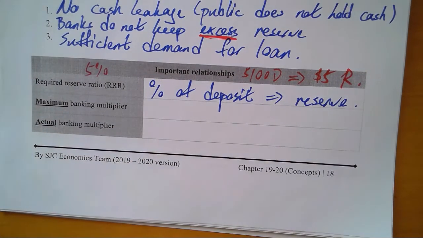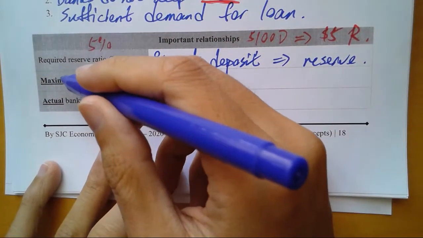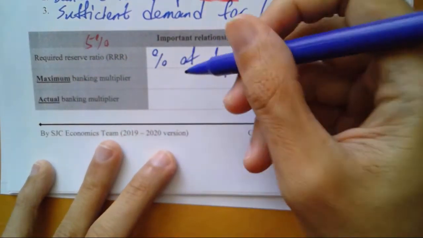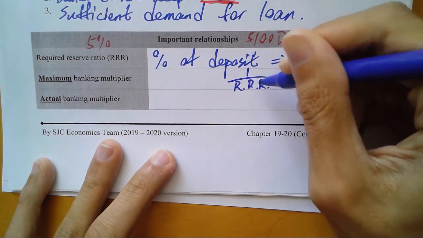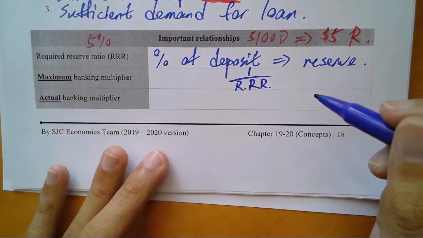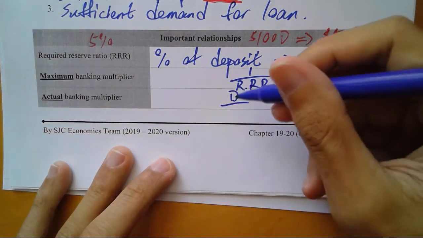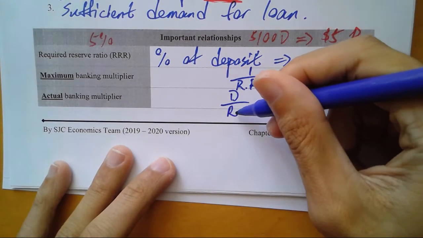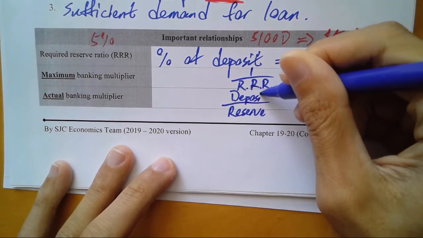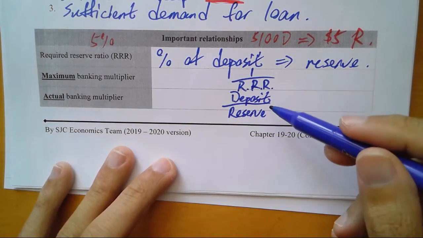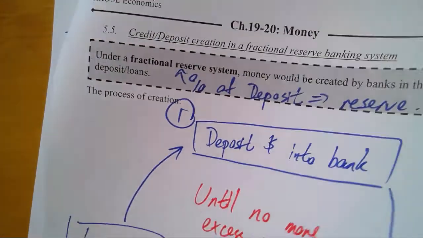Now for these two, just copy. Okay. Now next video we'll talk about them more. Okay. The so-called maximum banking multiplier is 1 divided by required reserve ratio. Actual banking multiplier is deposit divided by reserve. 寫埋出嚟啦，費事啊。Again, we talk about that later, not now. Alright, now let's look at one example and be done with this video.